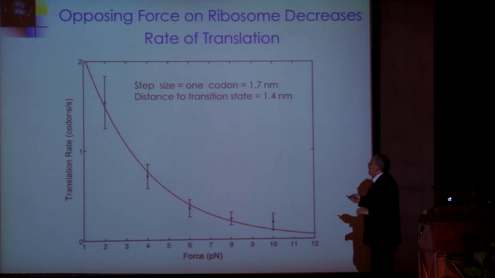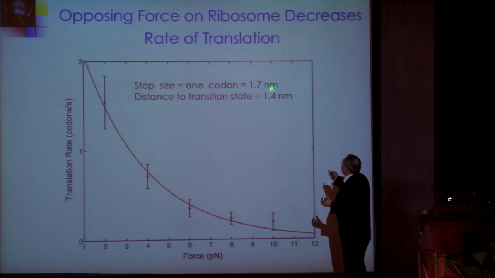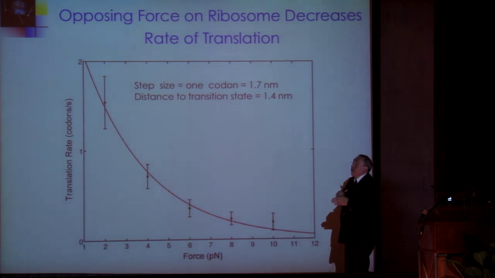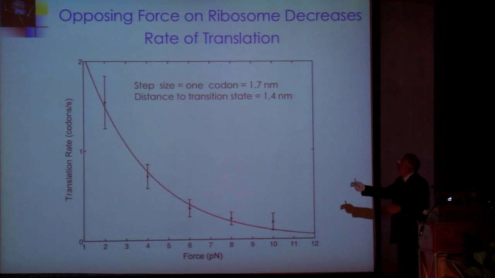And the step size of the motor, we just measured it, is 3 nucleotides or 1.7 nanometers, which shows that the distance to the transition state is more than 50% or 60% of the step, which means that the ribosome does the whole movement in one single step. No, it's not 1, 2, 3 for each nucleotide, but it's a single 3 nucleotide step that the ribosome does.